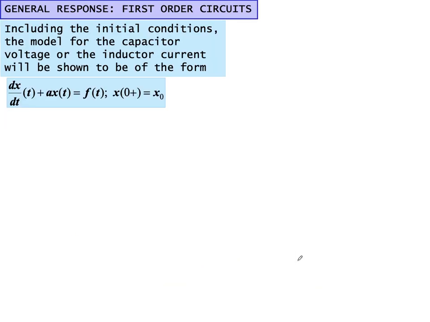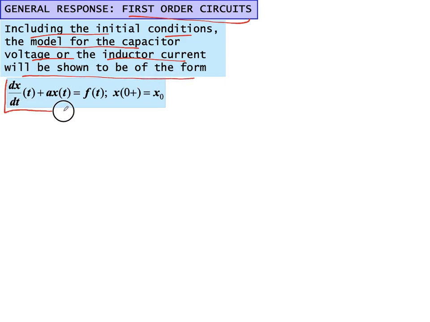So how do we solve circuits with one energy storage element? As we have said, all those circuits which have one energy storage element, either a capacitor or an inductor, are known as first order circuits. So how do we solve first order circuits? We make use of differential equations, and once we have developed the differential equation of the circuit that is given to us, we compare it with the standard form of the first order differential equation. And since we know the solution of the standard first order differential equation, we can determine the solution to our differential equation as well. So including the initial conditions, the model of a capacitor voltage or the inductor current will be shown to be of this form.